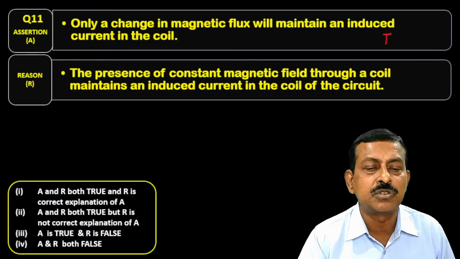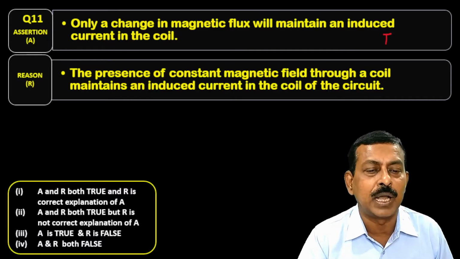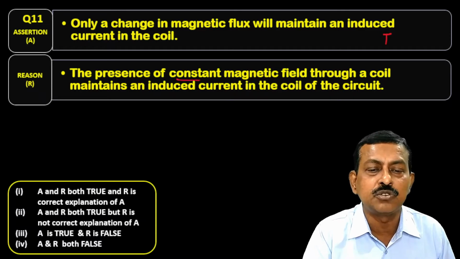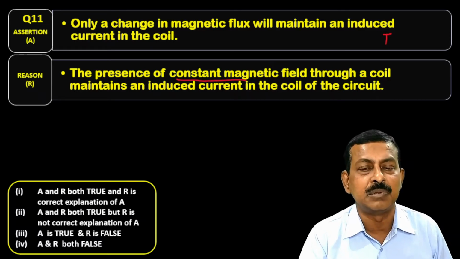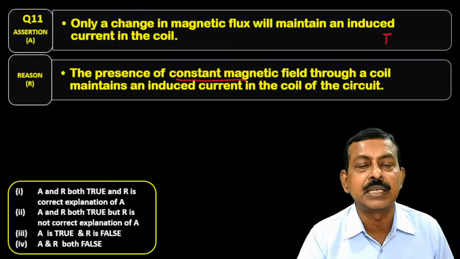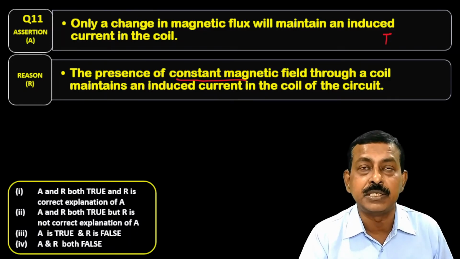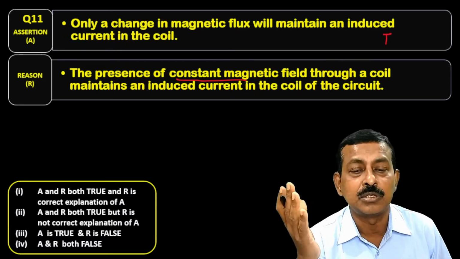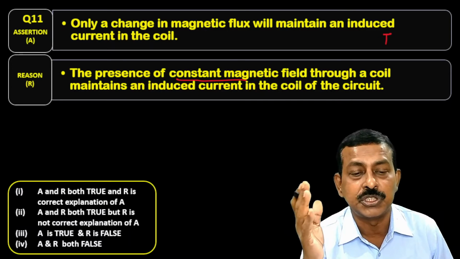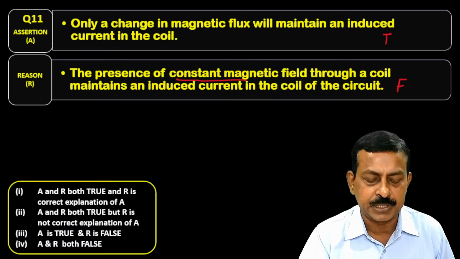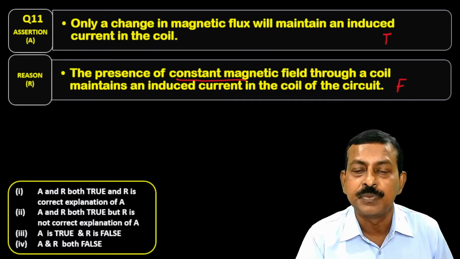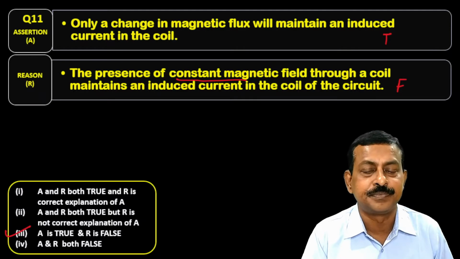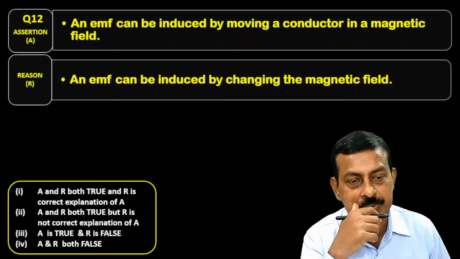And the reason is the presence of the constant magnetic field through a coil maintains an induced current in the coil. It is the presence of constant magnetic field. If the magnetic field is constant, in that case the magnetic flux will not change, if we assume that the area is not changing, or the coil is also not changing its area or its position. So it is a false statement. So here assertion is true, reason is false, so that means it is the third option which is correct. Let's take the next question.